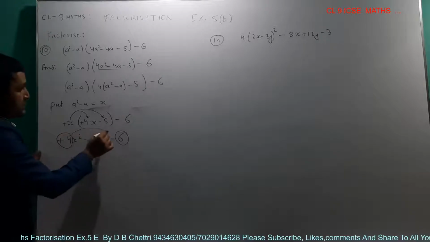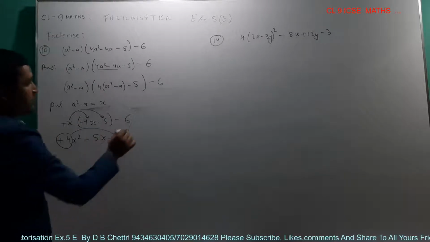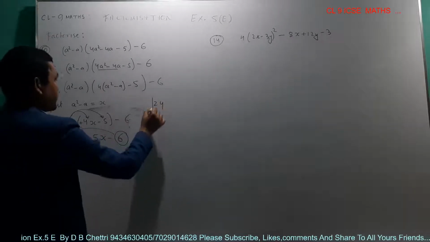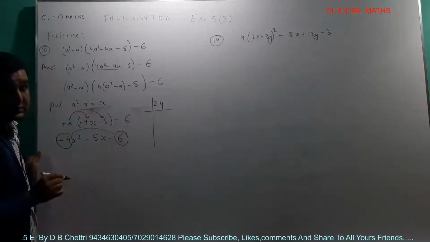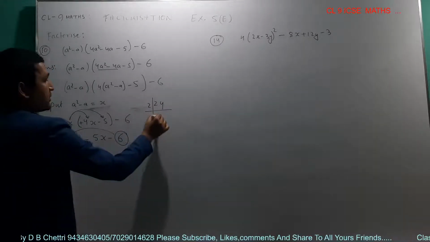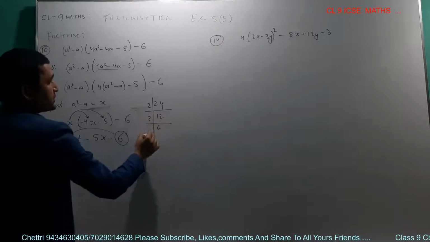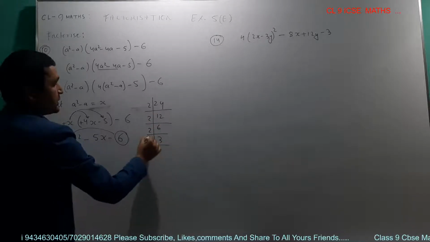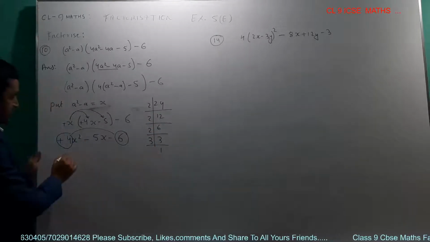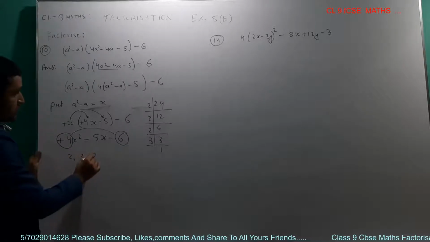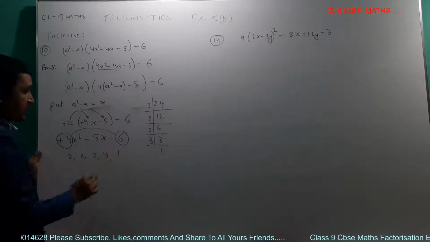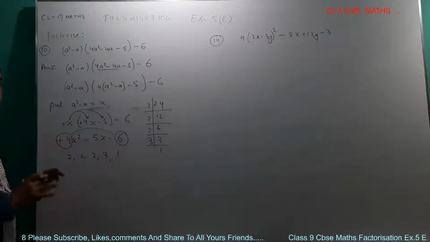Then 4 6 are 24. Okay, after getting the product, just get their factors. Okay, 2 12, 2 6, 2 3, 3 1. So now write all the factors: 2, 2, 2, 3, 1. Now by taking all these factors, make two numbers.